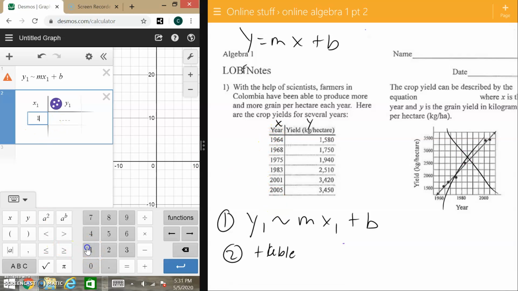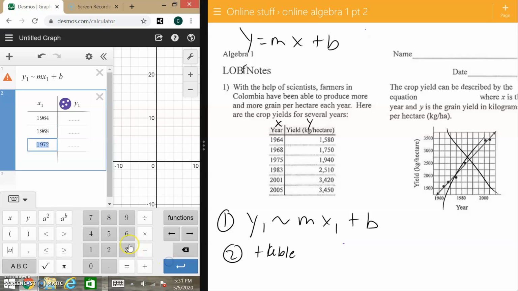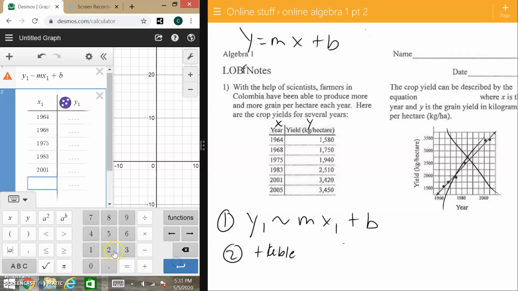So I have 1964, 1968, 1975, 1983, 2001, and 2005.